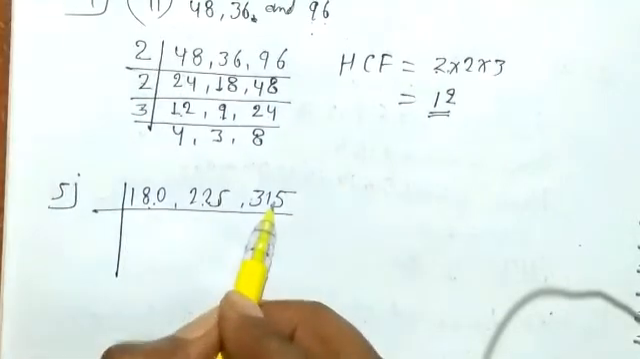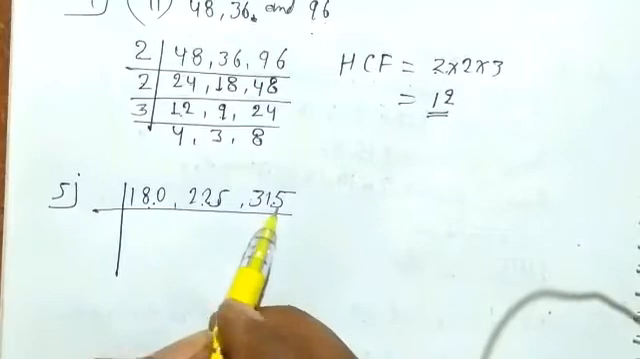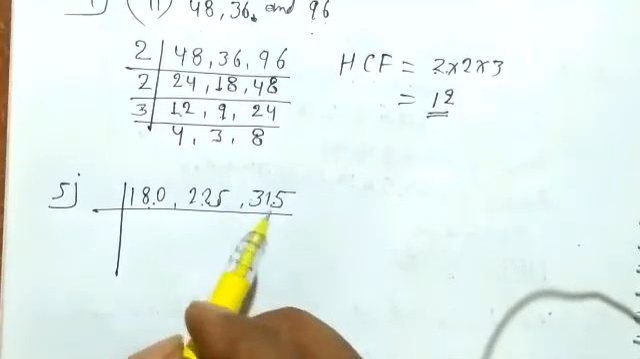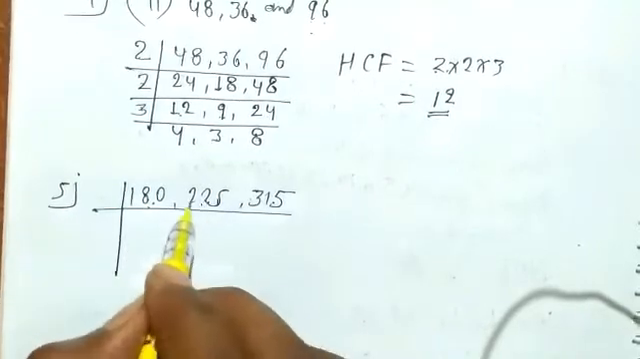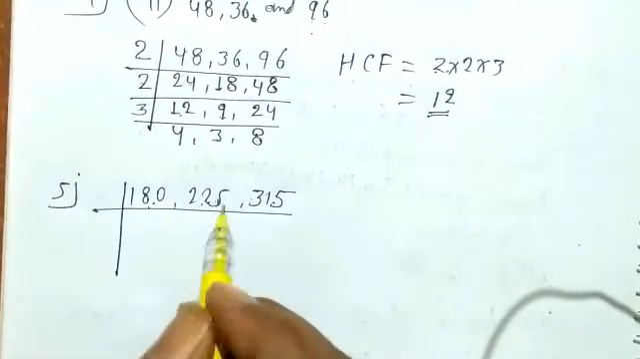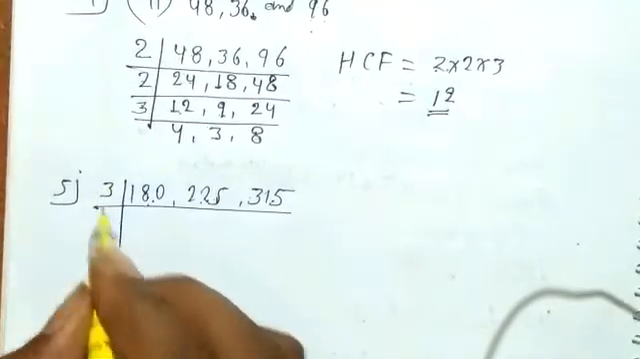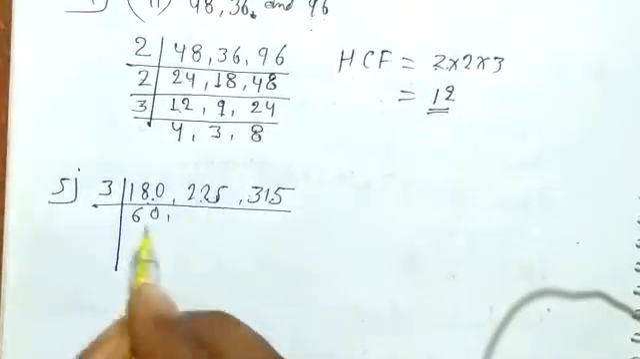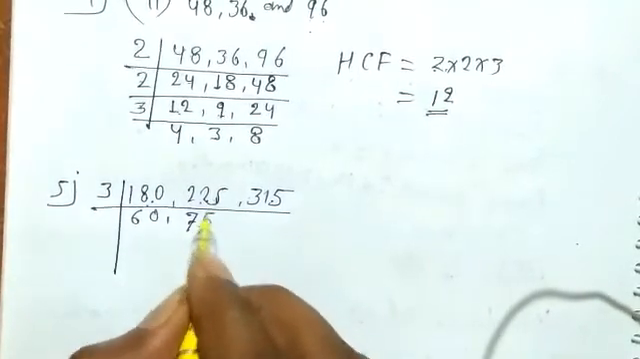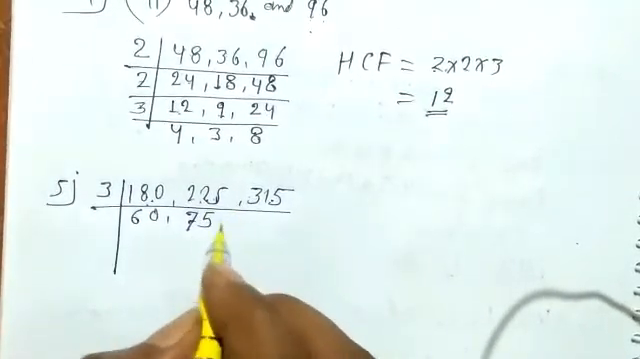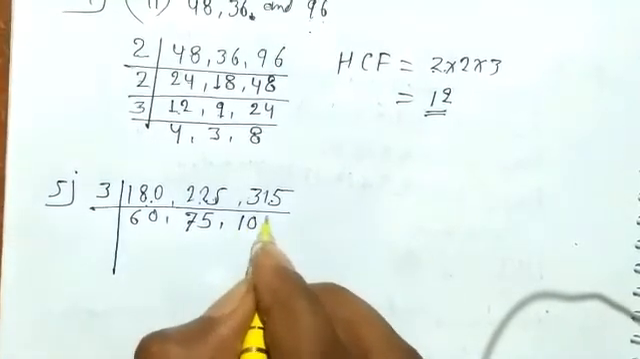Even, odd, odd means these numbers will not be divided by 2 commonly. Check with 3. This is divisible by 3. This is divisible by 3 also. And this is divisible by 3 also. So 3 6s are 18 and 0, 3 7s are 21, and 3 5s are 15, sorry. 3 1s are 3 and 0, 3 5s are 15.